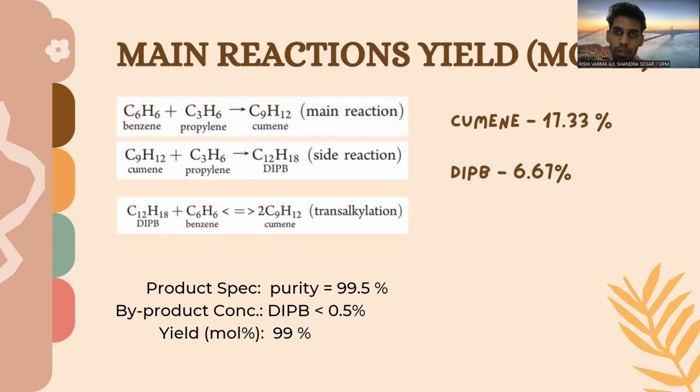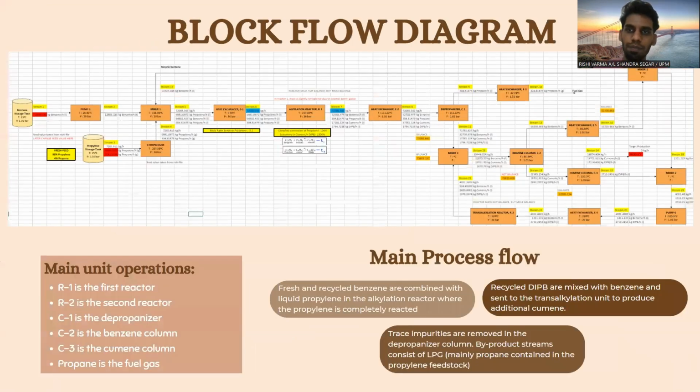From the manual calculation, the reaction yield of cumene is 17.33%, while for the diisopropylbenzene, we got 6.67% yield. For our product specification, the purity of cumene will be 99.5%, and the concentration of diisopropylbenzene will be less than 0.5%. The overall yield percentage is 99%.